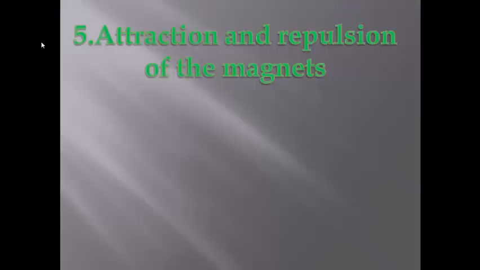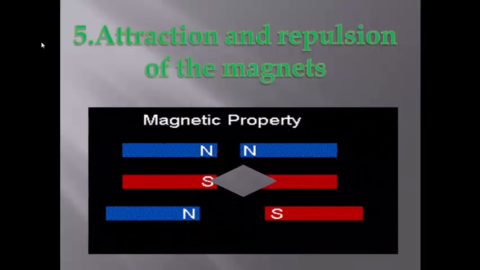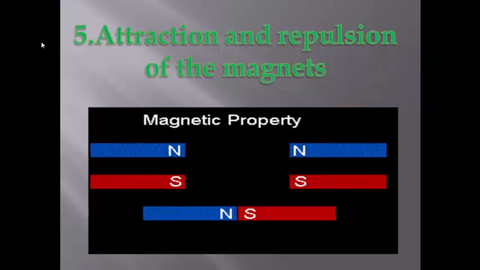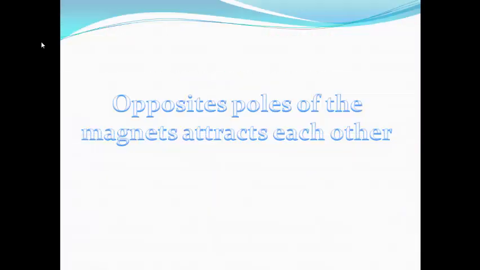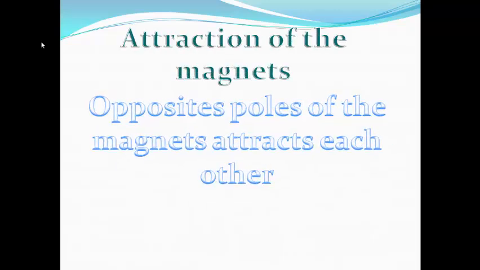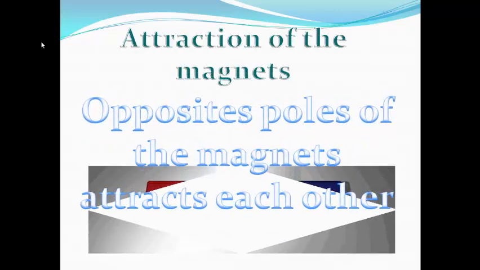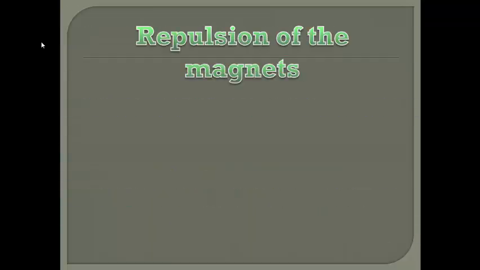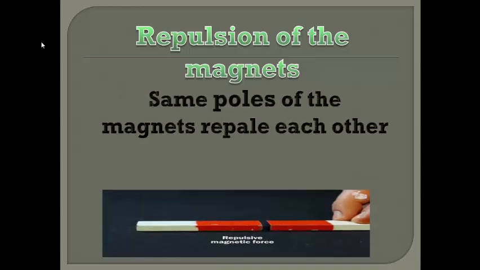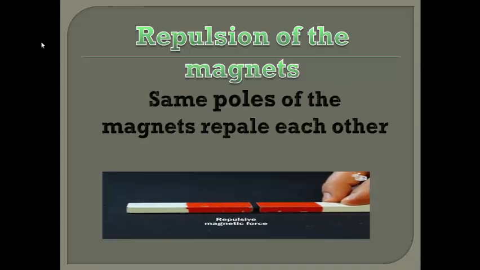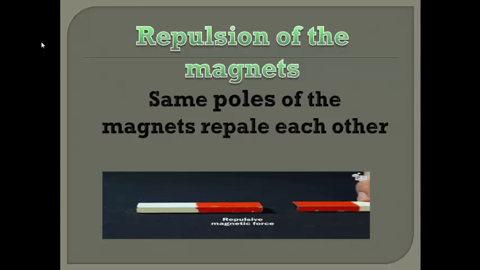Now next is attraction and repulsion of magnets. The unlike or opposite poles of magnets attract each other, which is called the attraction of magnets. Same poles or like poles of magnets repel each other, which is called the repulsion of magnets.